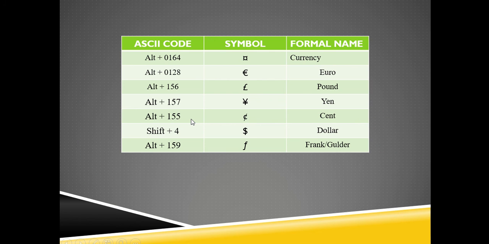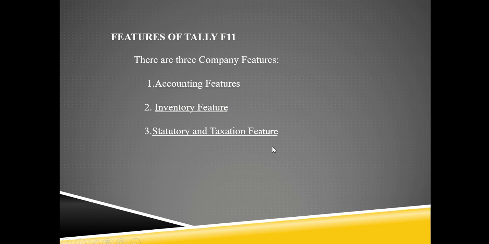Moving on to the next one, ASCII code, symbol, formal name. These are the short form codes and the symbols which you can use, which have this formal name. For a dollar you can use this one, for a euro this one, and for a pound this one. You can use all these as shortcut keys.